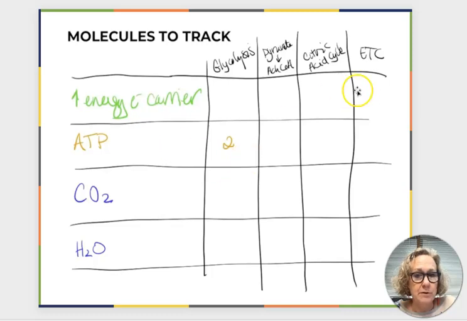Also, I'm making one of these charts to keep track. So in our electron carriers, we made 2 in glycolysis, we made 2 in pyruvate to acetyl-CoA, and we made 8 in the citric acid cycle. Okay? ATP, we made 2 in glycolysis, and we made 2 in the citric acid cycle. In glycolysis, we gave off 2 CO2s. In the citric acid cycle, we gave off 4 CO2s, and we haven't really made water yet. That's going to happen in the electron transport chain.